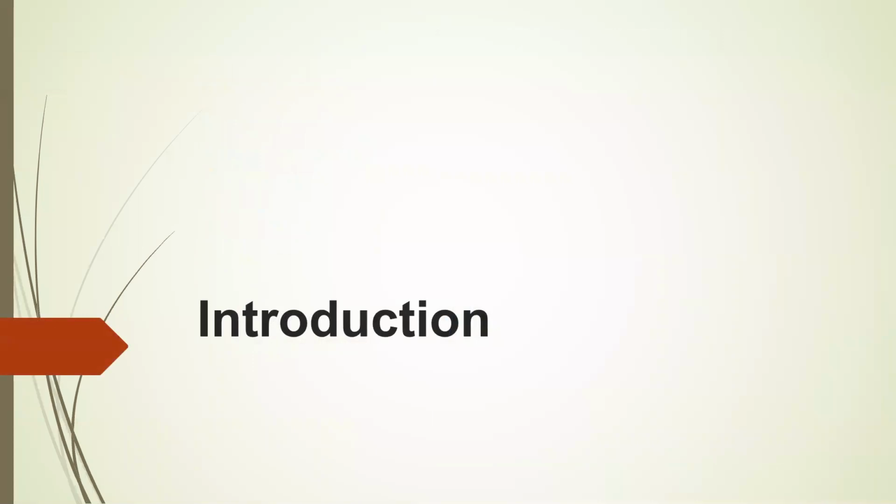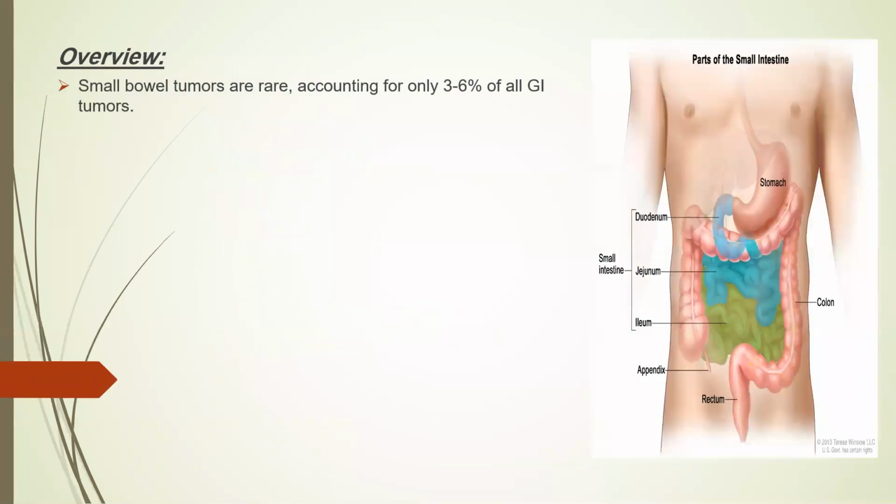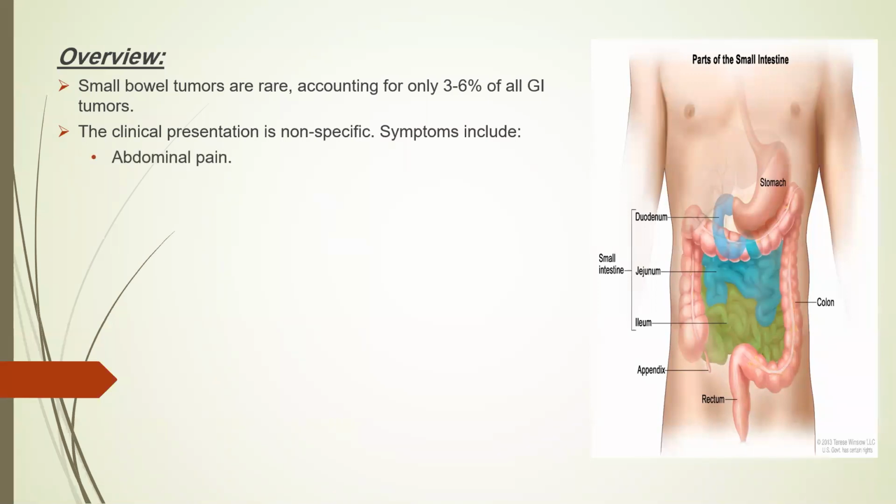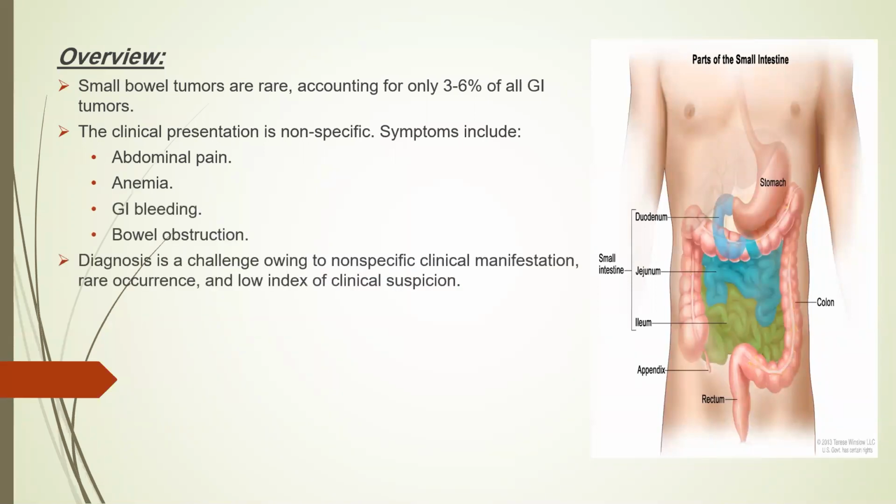First, the introduction. Small bowel tumors in general are rare. They account for only 3 to 6% of all GI tumors. The clinical presentation is non-specific. The symptoms include abdominal pain, anemia, GI bleeding, and bowel obstruction. The diagnosis is challenging because, as I mentioned, they are rare, and the clinical presentation is not specific. They require high index of suspicion.